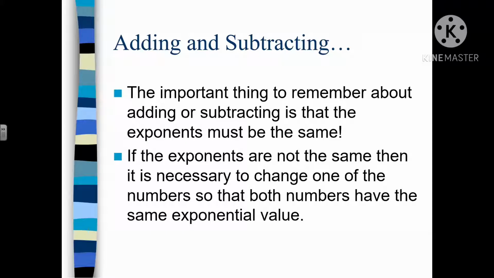A while ago, when I showed you how to express a decimal in scientific notation, the first ones were different. Now, how will you express these two decimals in scientific notation with the same exponent? Because in adding and subtracting, they must have the same exponent. If the exponents are not the same, it is necessary to change one of the numbers so that both numbers have the same exponential value.